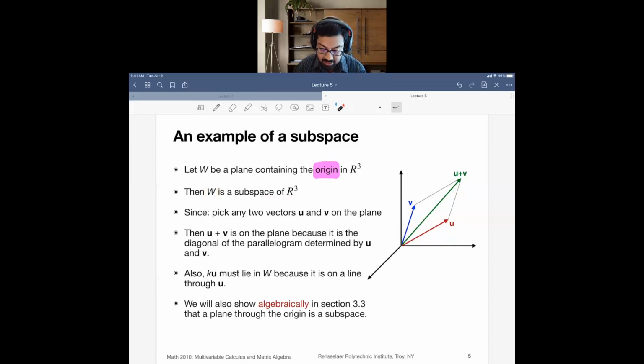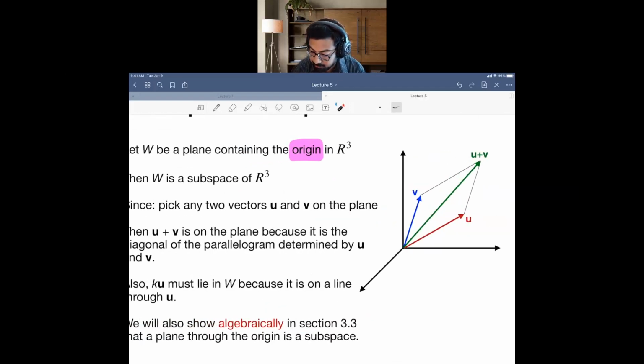Let's try to verify that with two properties: closed with addition, closed with scaling. Now you pick two vectors, U and V, on that plane. So on that plane, I've picked U here and V here. What is going to happen when I add them, and what is going to happen when I scale them?